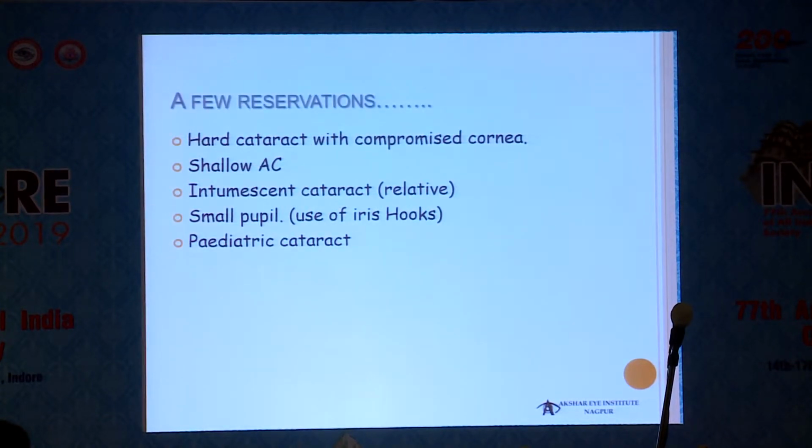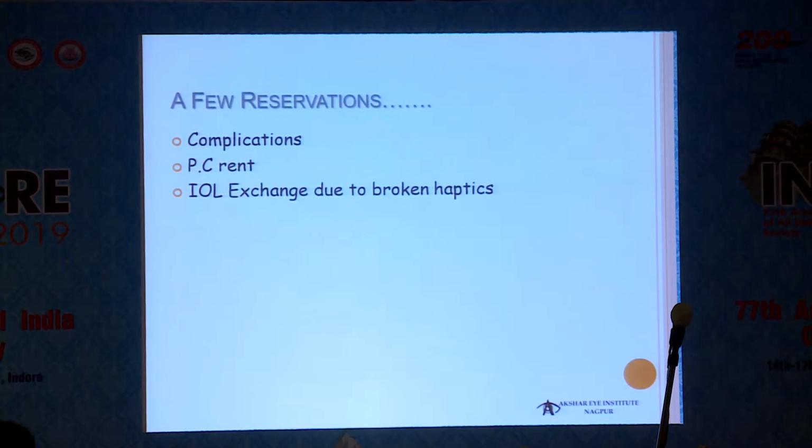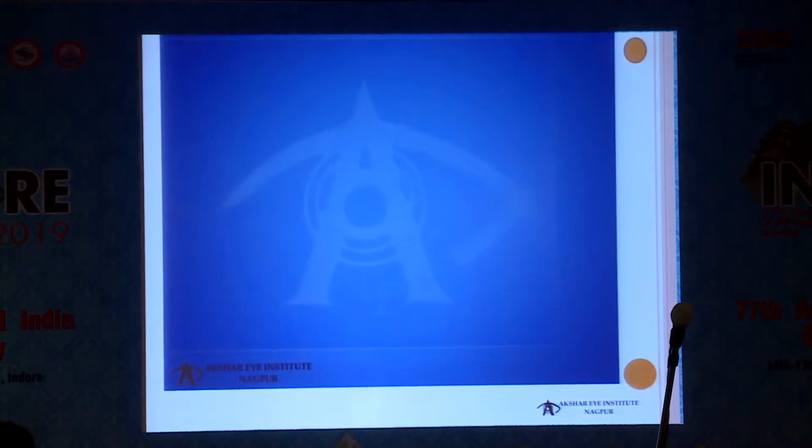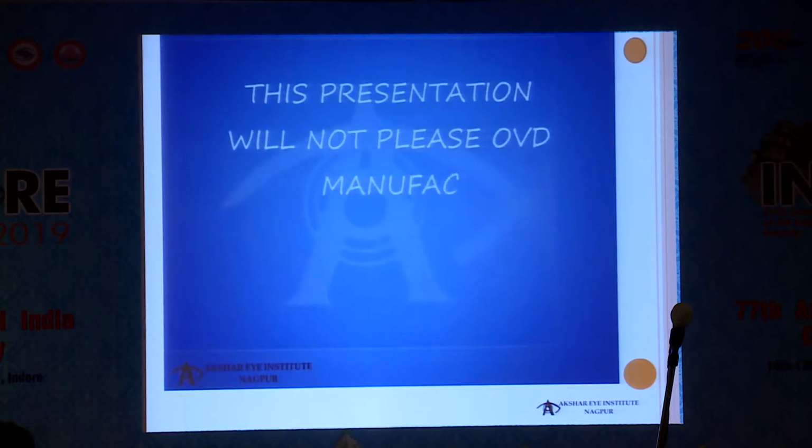Hard cataracts, you have to use visco. Shallow AC, hypermetropic case, you have to. Intumescent, because the rhexis goes away. Small pupil, since you have to make 3-4 incisions, you have to use the viscoelastic. Pediatric cataract, we all know, you aim for a 3 mm rhexis, it turns out to be 6 mm. Complications and IOL exchange. But these amount to just less than 20%. So I'm sure no pharma people are sitting here, because they'll be unhappy listening to this.